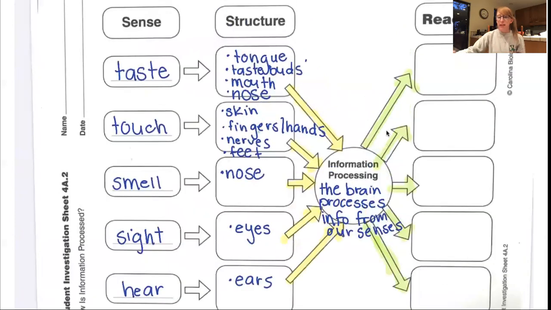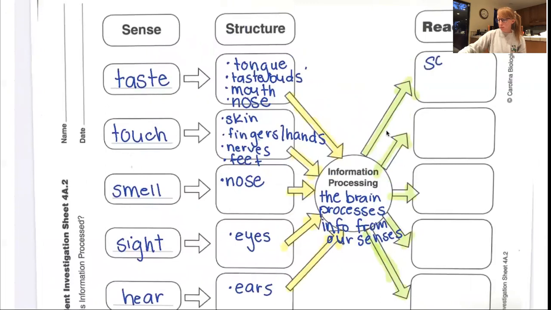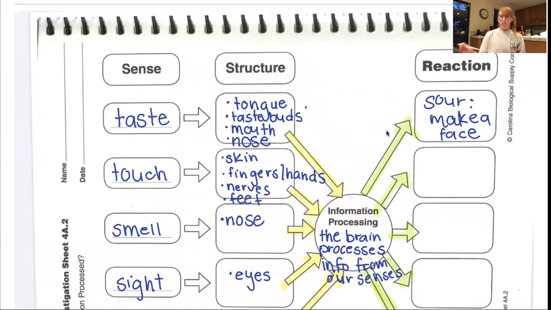I'm going to let you fill in the reaction column on your own. What happens when, for example, you taste something sour? I would say I make a face, right? Okay, so that's an example for you. Put it down. Fill in the reaction part for your own. If you touch something soft, what do you do? If you taste something sweet, or a cookie, what happens? I want you to fill in that reaction part: what does your brain tell your body to do when that sense is used? If you have any questions, let me know.